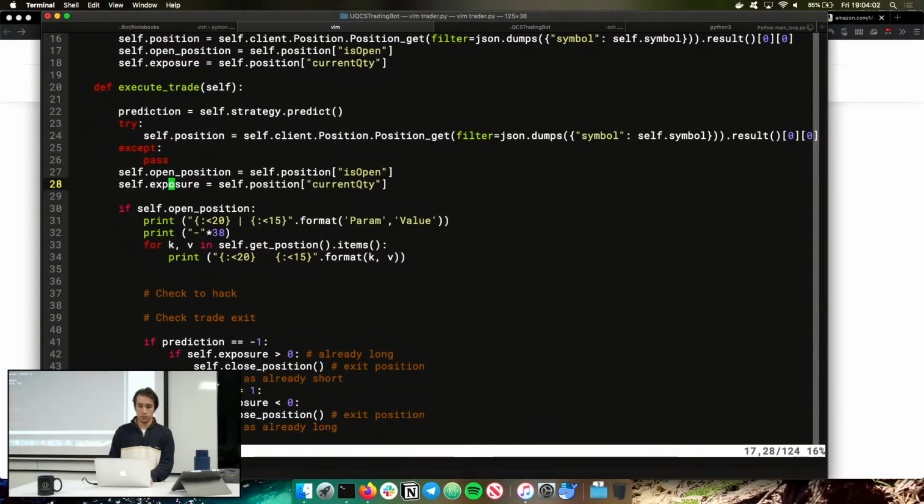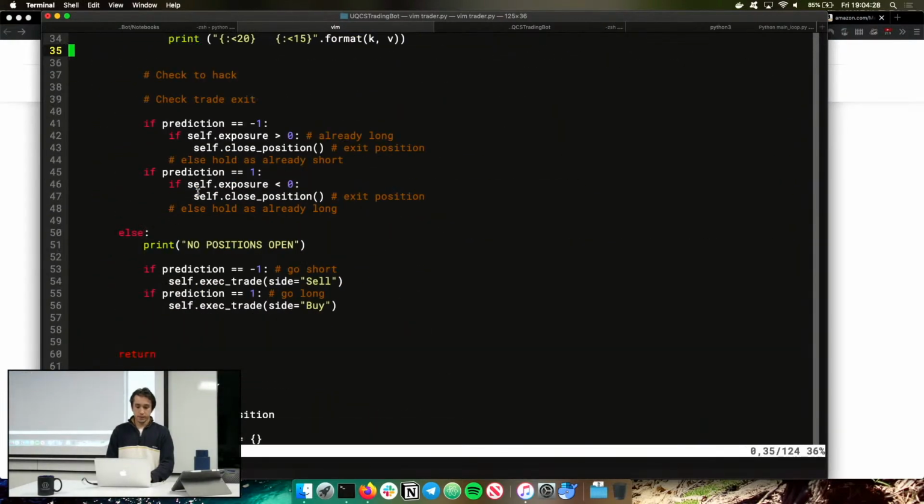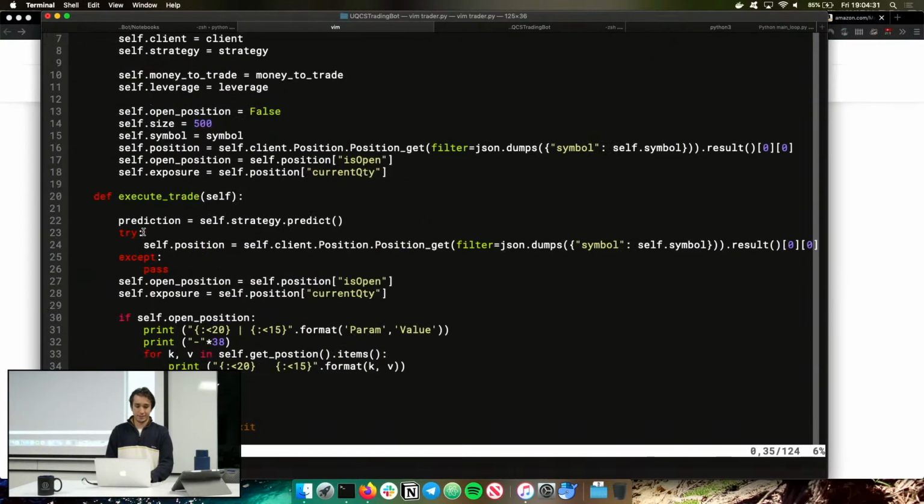For the purpose of this bot, we're only ever buying 500 contracts, and one contract of these perpetual futures is $1 worth of Bitcoin futures. So it's quite an odd way to set your contract size, but when we're buying 500 lots, we're actually buying $500 worth. So that's how that works.